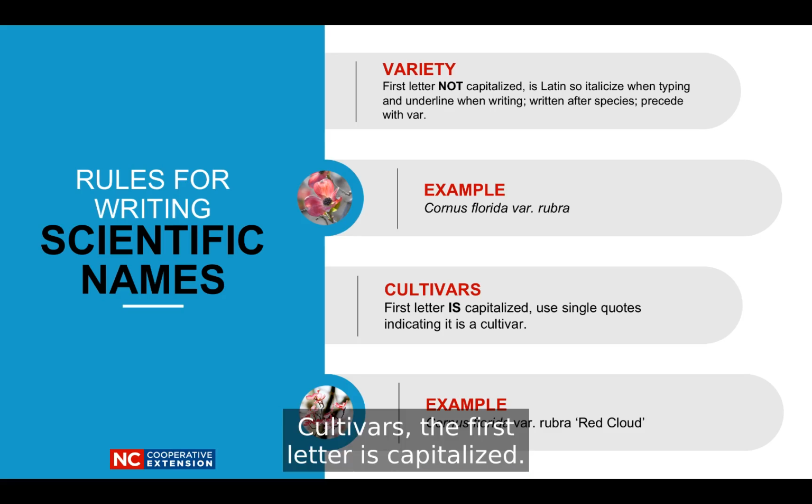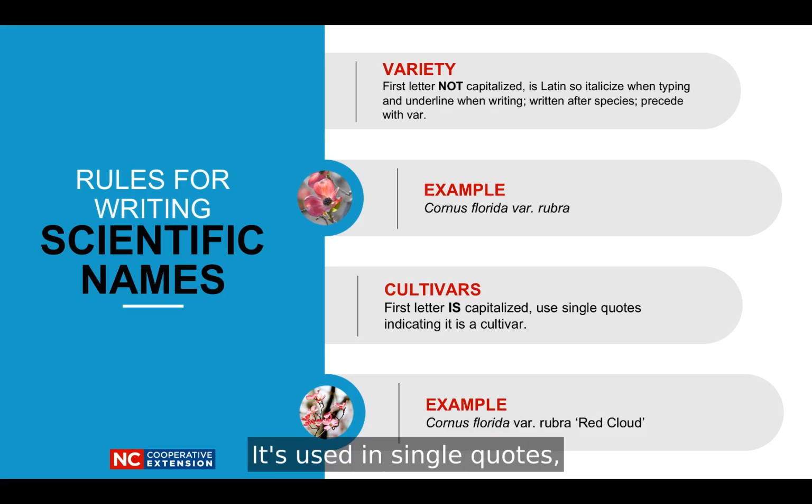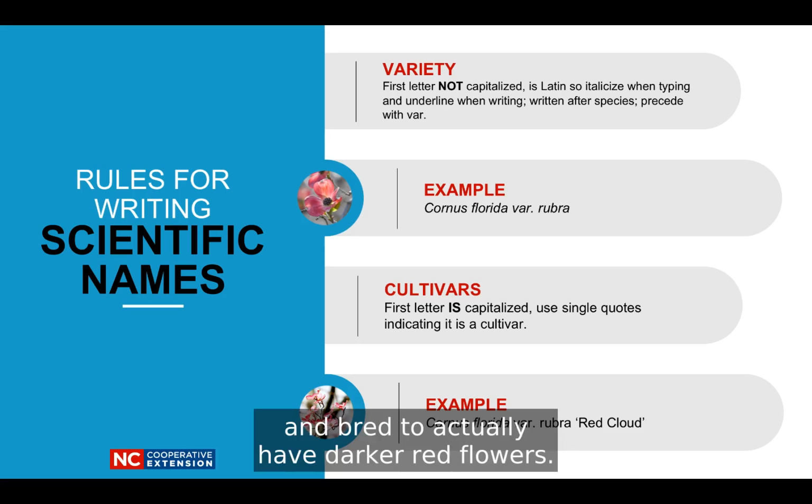Cultivars, the first letter is capitalized. It's used in single quotes, indicating that it is a cultivar. So we use that same example, Cornus florida var. rubra 'Red Cloud'. Red Cloud is a red form of the pink flowering dogwood that's darker in color, selected and bred to actually have darker red flowers.